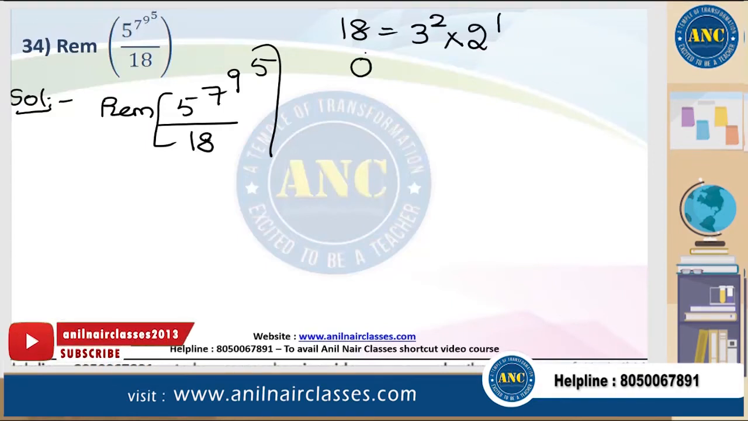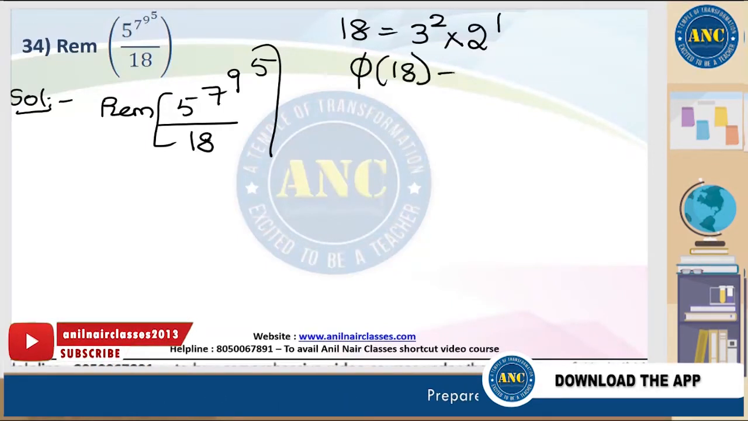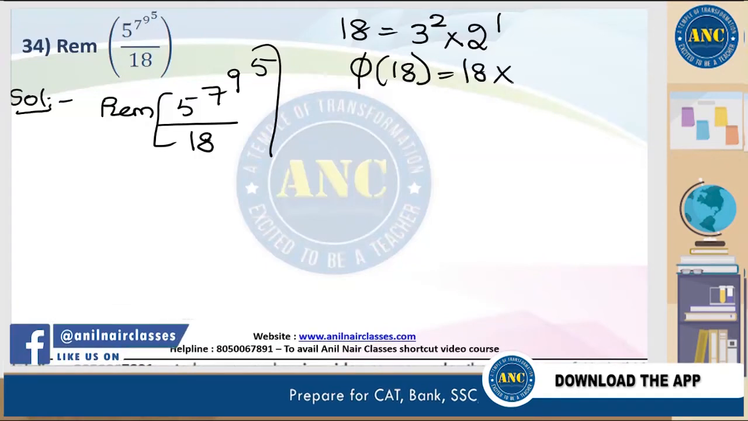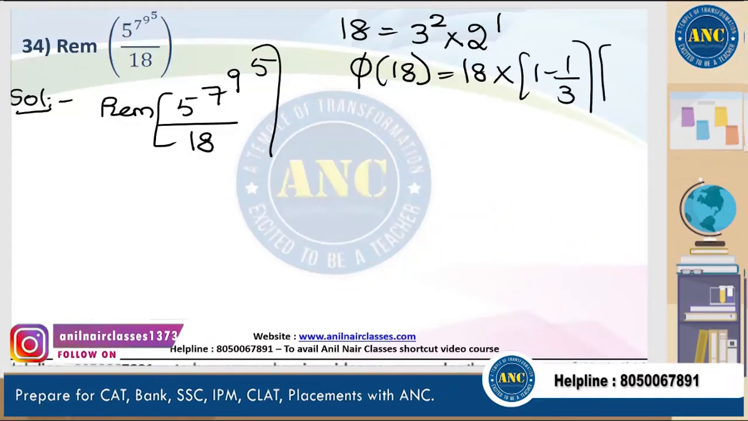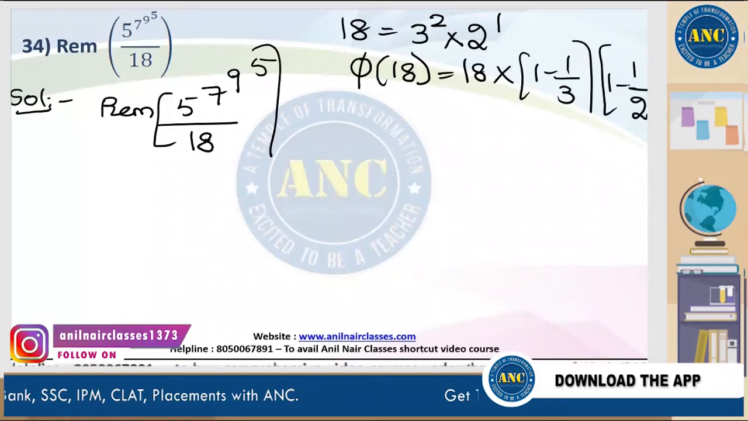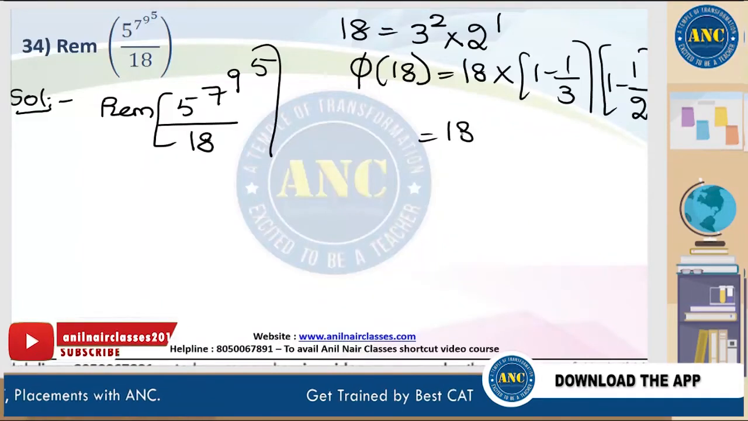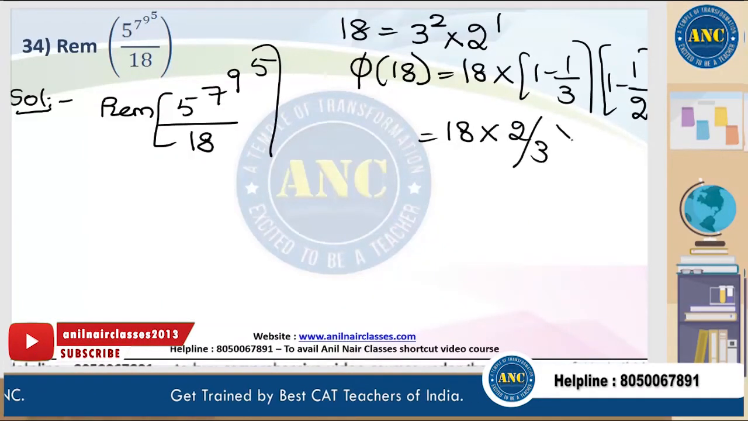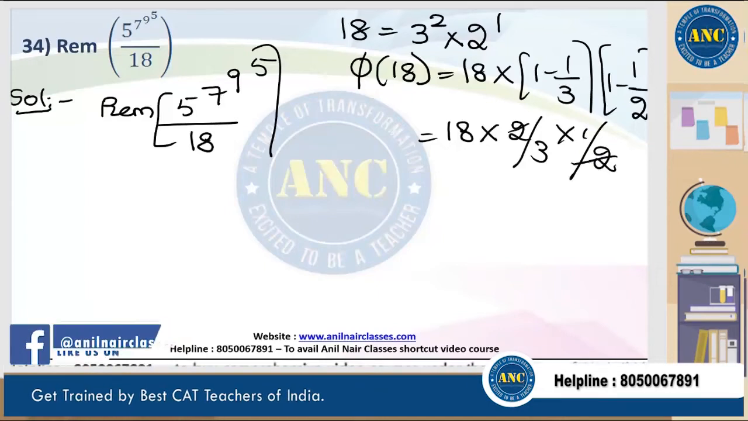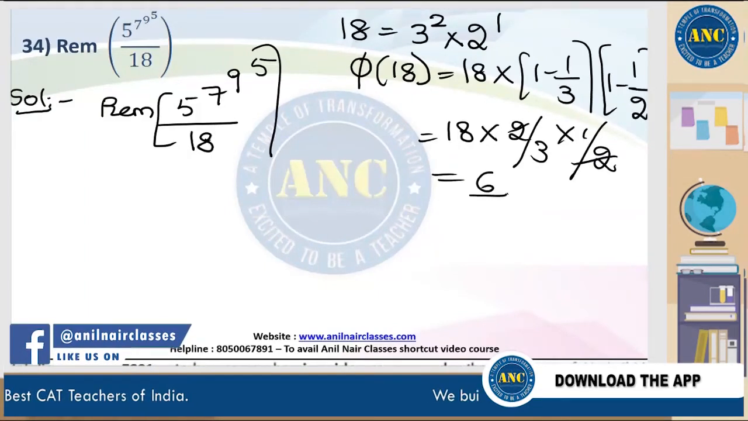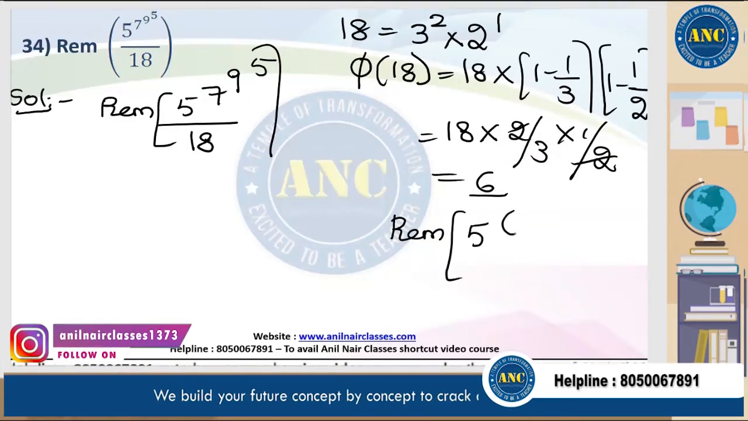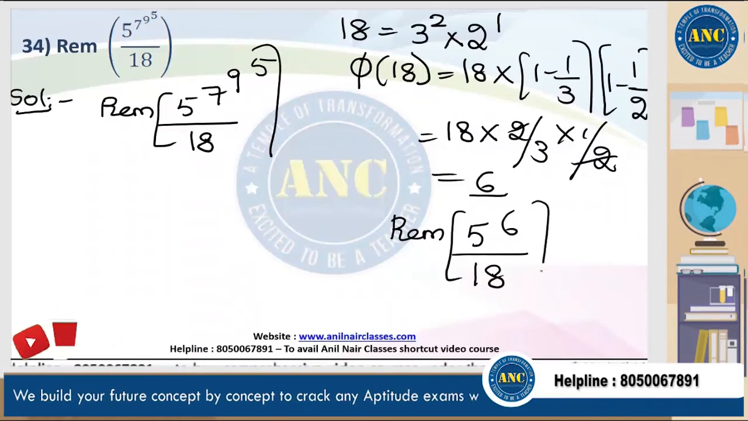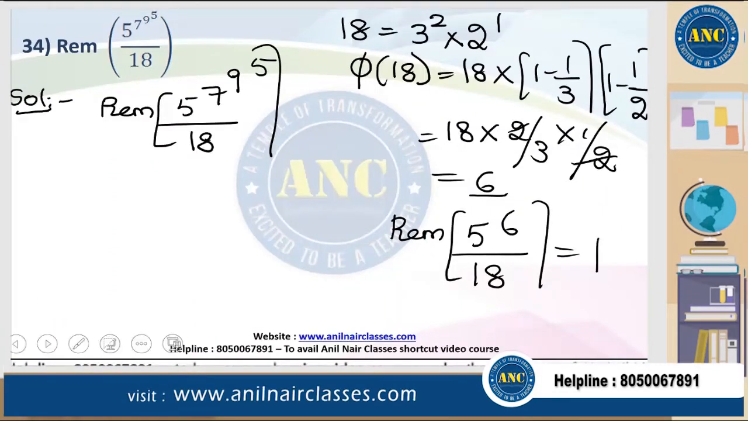First find out the Euler's quotient function. Phi of 18: out of 3 numbers, 1 number is divisible, so 1 minus 1 by 3. Out of two numbers, one number is divisible. So 18 into 2 by 3 into 1 by 2 is 6. According to Euler's theorem, 5 power 6 divided by 18 is 1.